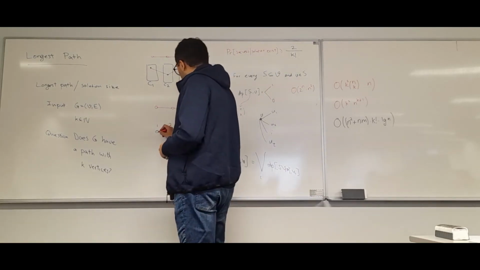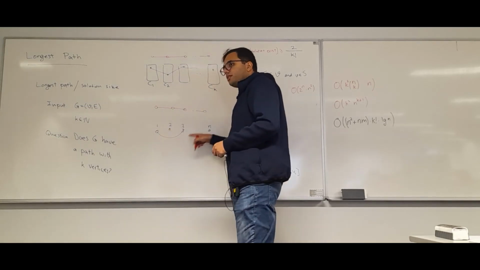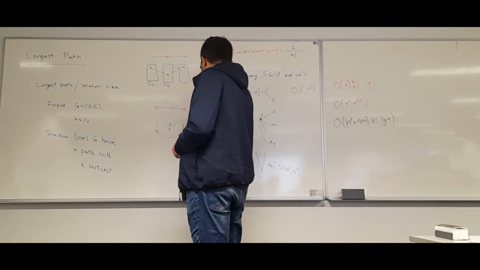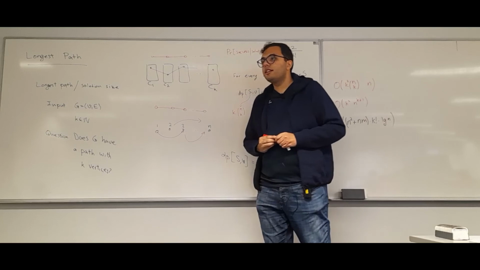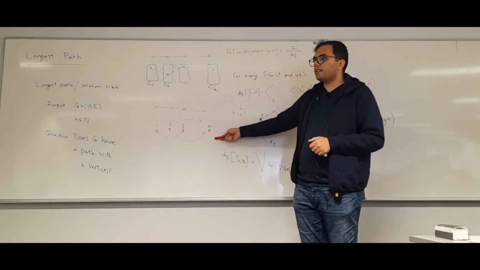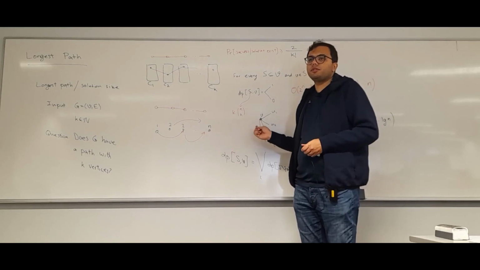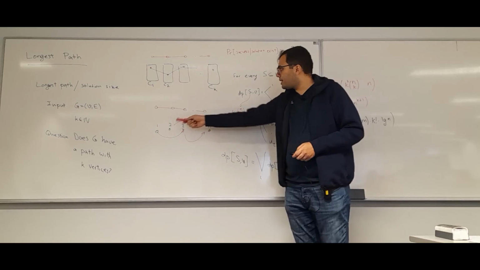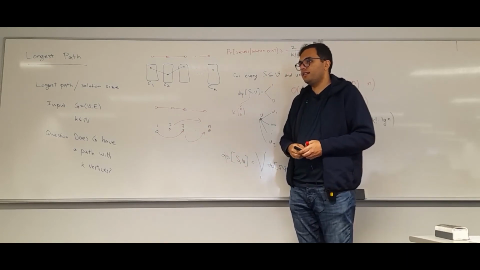So for example, if I had an edge from 1 to 3, I give a direction like this. I can go from 1 to 3, but I can't go back. So all of my edges are now directed from left to right. So this is a directed acyclic graph. I can't have a cycle because I'm always going to the right. And I want to see if this directed acyclic graph has a path of length k.